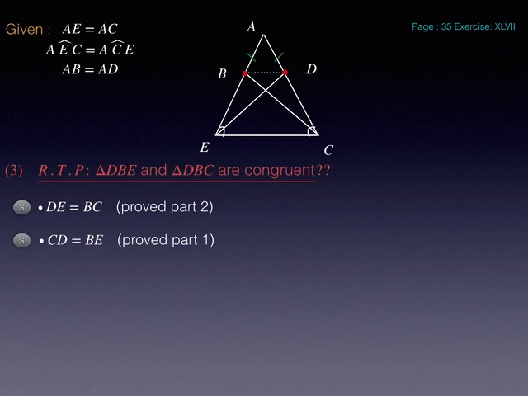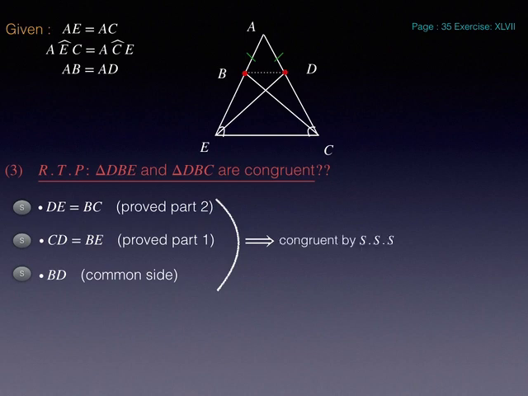Also, another side CD is equal to BE, which is proved in part 1, and we have a common side, which is BD, common side between the two triangles. So side, side, side. Now we can conclude that these two triangles are congruent by side side side.